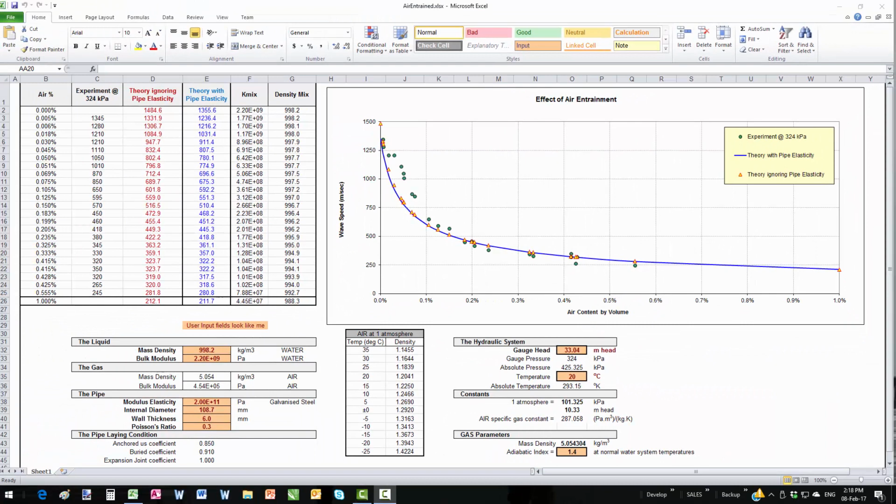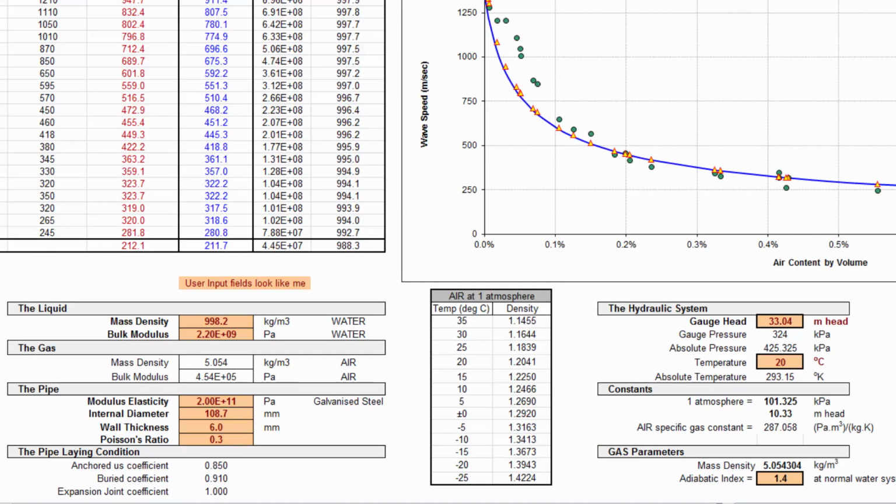Okay, so let's move on to how you could use this spreadsheet if you need to. Note that there are only 9 user input fields, and they are all marked as shaded fields that look like this one. Running through them individually, you need to specify the mass density of the liquid and its bulk modulus, that is, its resistance to compression, the pipe's modulus of elasticity, its internal diameter, wall thickness and Poisson's ratio for the pipe material. Over here specify the operating head and temperature of the pipe system. And lastly, the adiabatic index of the gas in the bubbles.